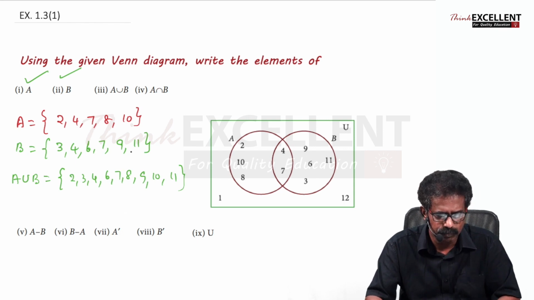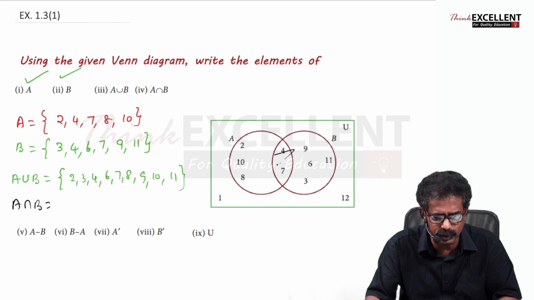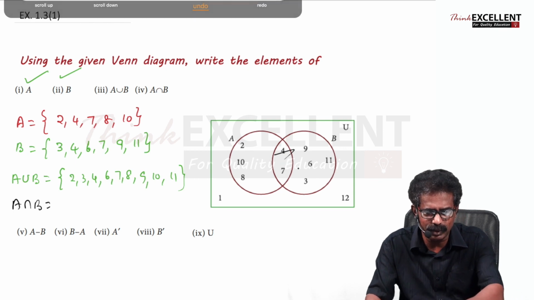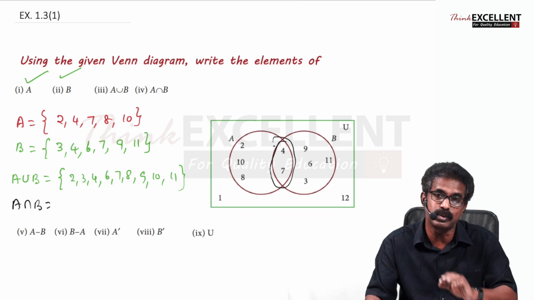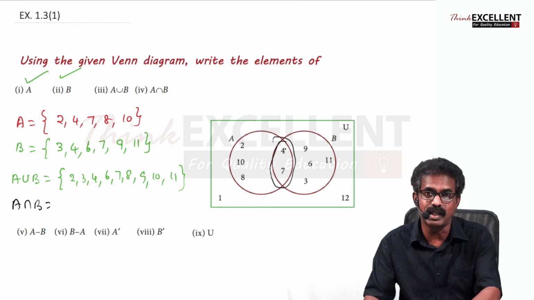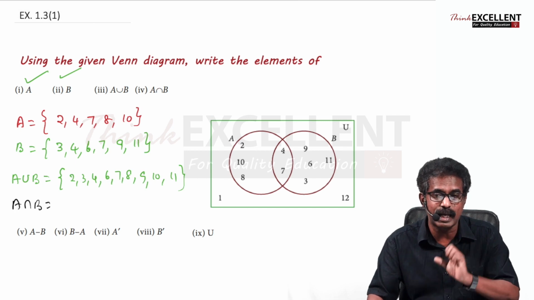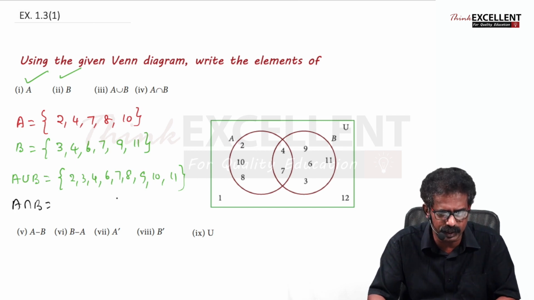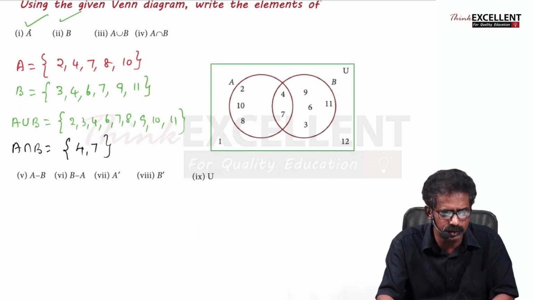Then A intersection B also they asked. A intersection B means the common portion, this one, right? So only those elements you take. What are the elements there? 4 and 7. This is the portion A intersection B, what we studied earlier in the Venn diagram. Only your eye should go to that place. So A intersection B is 4, 7. I have written it below, okay?